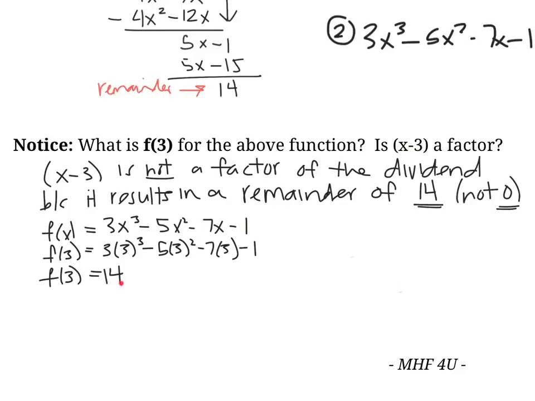So automatically, instead of actually dividing this thing, if I was just asked, is this thing a factor, I could just plug in the 0, which is 3, into the function, and whatever results will be the remainder. That means if we get a remainder of 0, we know that it's a factor, and if it's anything but 0, it's not a factor.